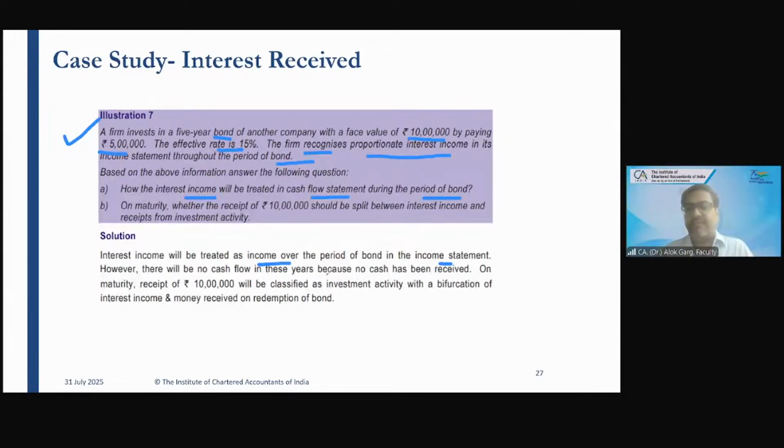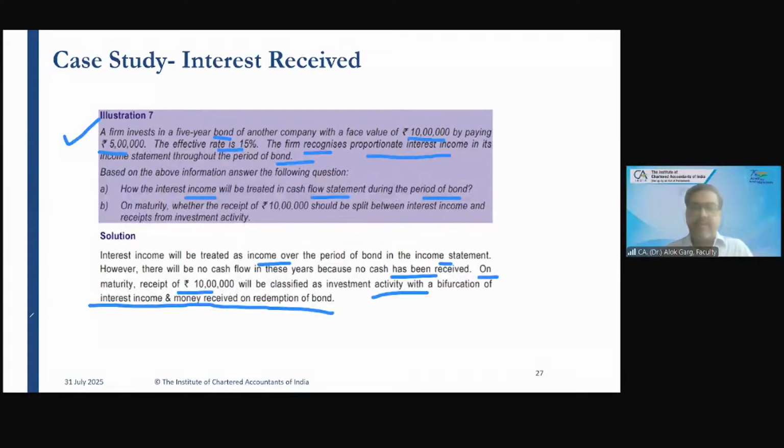However, there will be no cash flow in these years because no cash has been received. On maturity, receipt of 10 lakh will be classified as investment activity with a bifurcation of interest income and money received on redemption of bond. 5 lakh is interest received, 5 lakh is principal received.